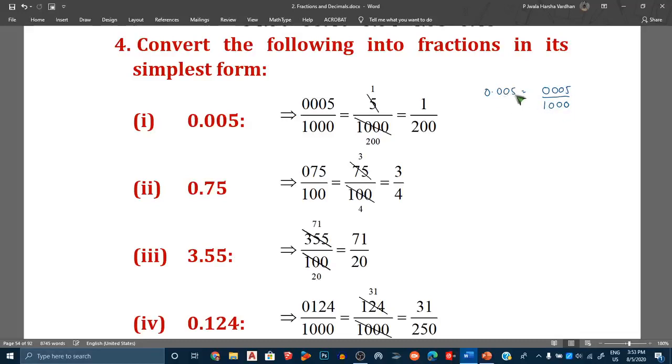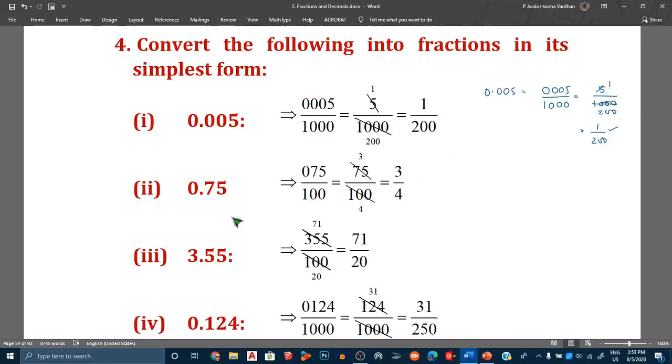So here 3 digits are there after the decimal point: 1, 2, 3. So you should write 1 followed by 3 zeros. Now you can cancel by writing it in the proper manner. 5 ones are 5, 5 200s are 1000, so 1 by 200. So this is the conversion of the given decimal into a fraction and then into the simplest form.